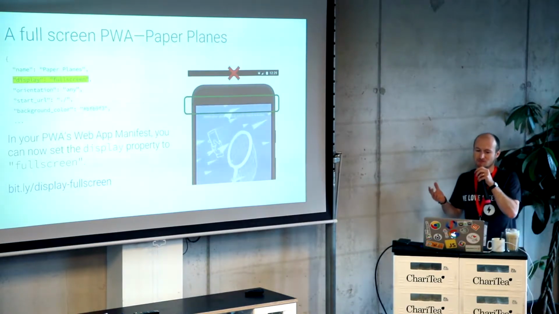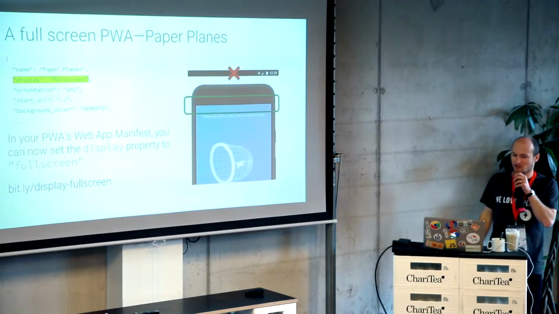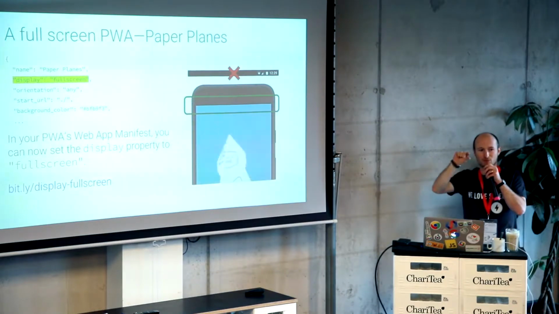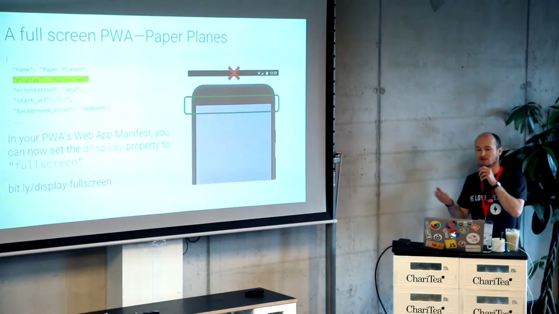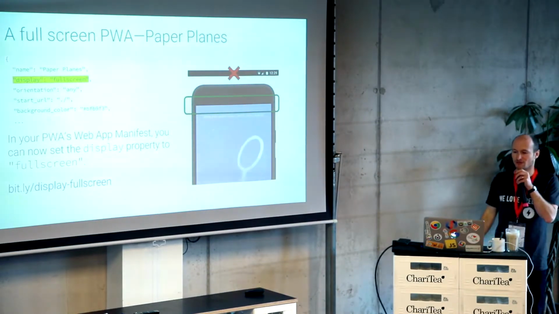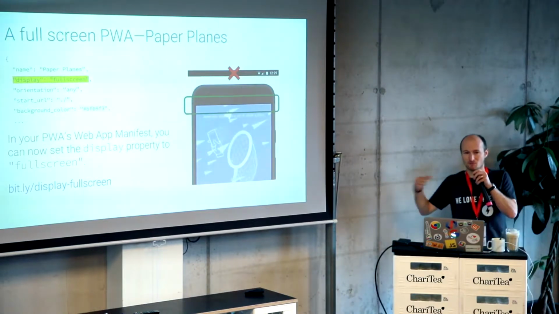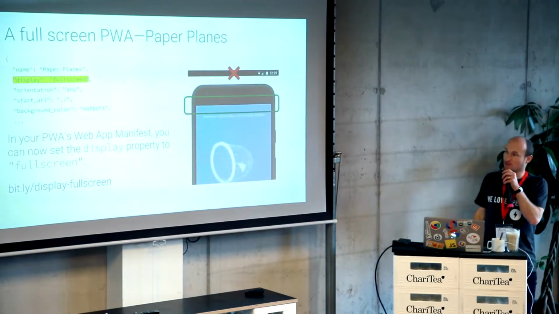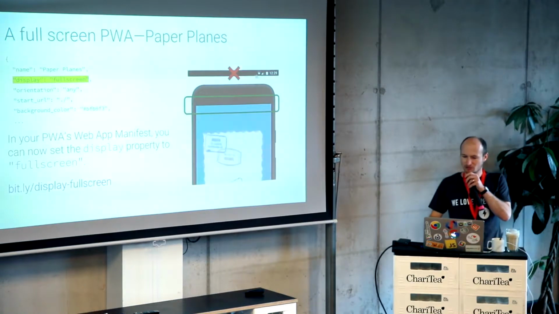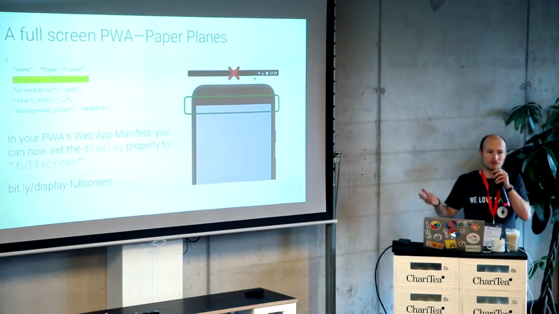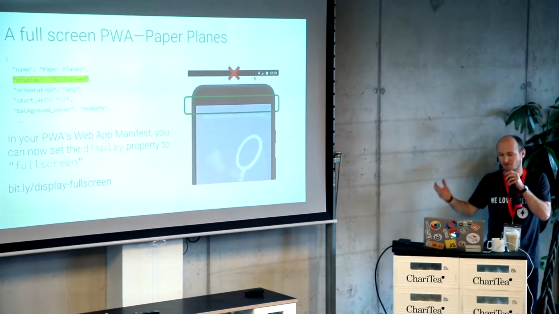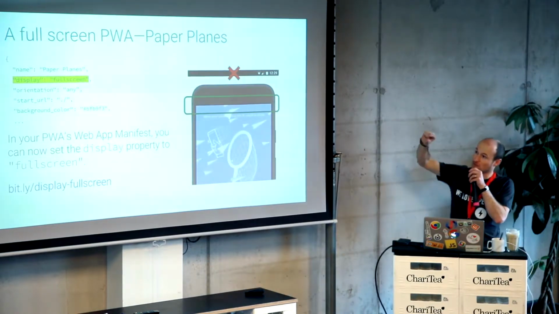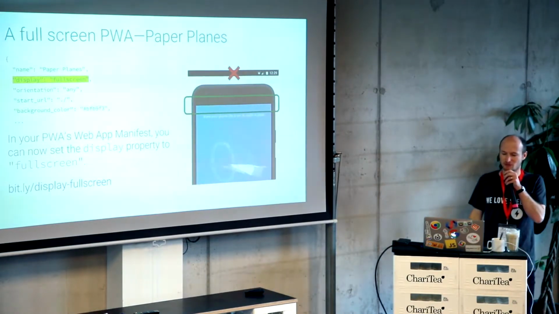And how do you do that? Well, in your web app manifest, there's now a way to set the display property to fullscreen, and then your phone will actually do just that. Most commonly, you will have something like standalone, which will still keep the top bar. But if you program a game or have a lot of reasons to go full screen, then it definitely can do this now.